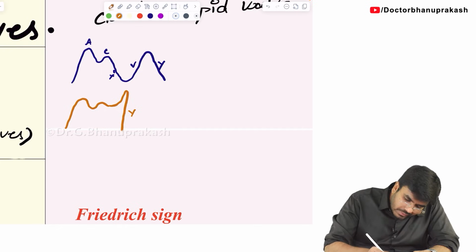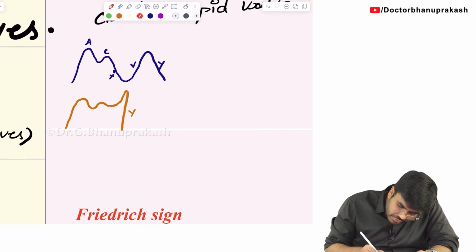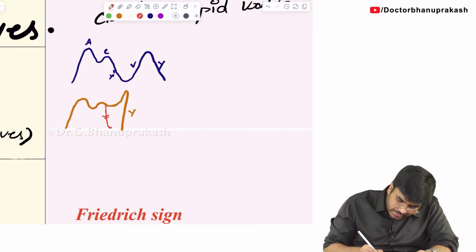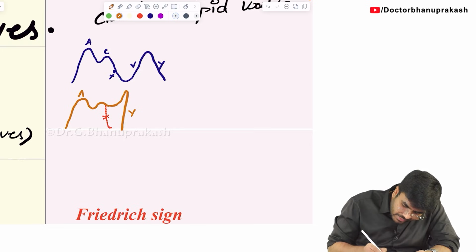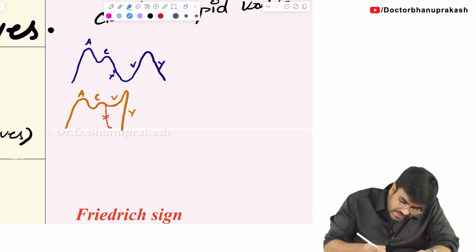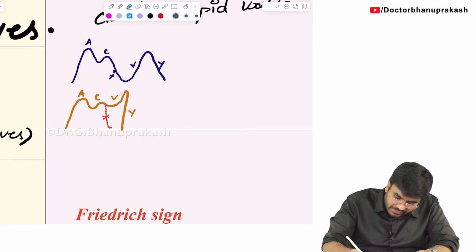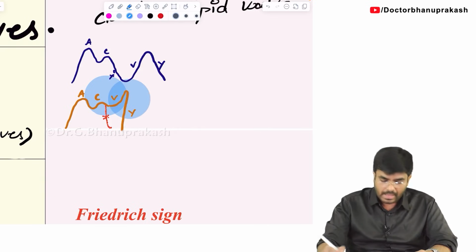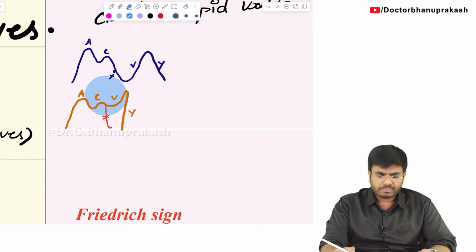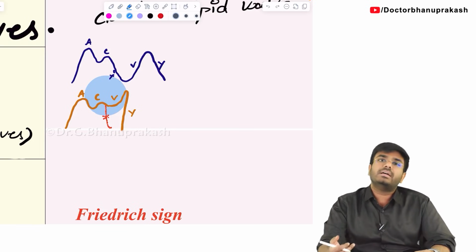So there is no X descent; it is absent. Immediately after A there is C, and immediately following C, which wave is coming? V. There is no X descent. That's why it is called C followed by V, so we call them CV waves. And there is a prominent Y descent.